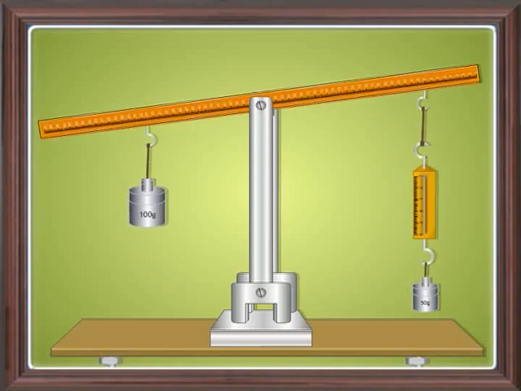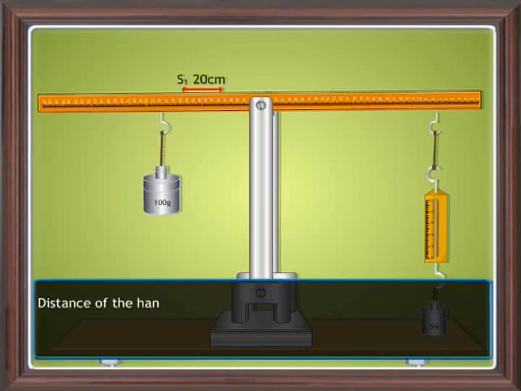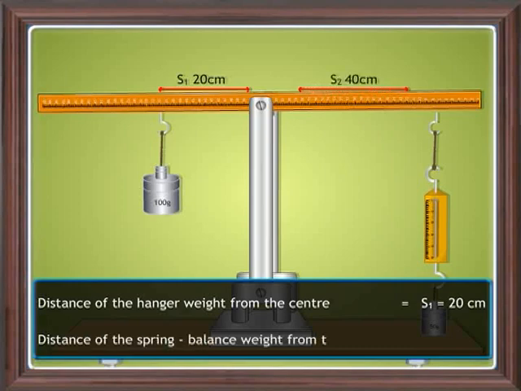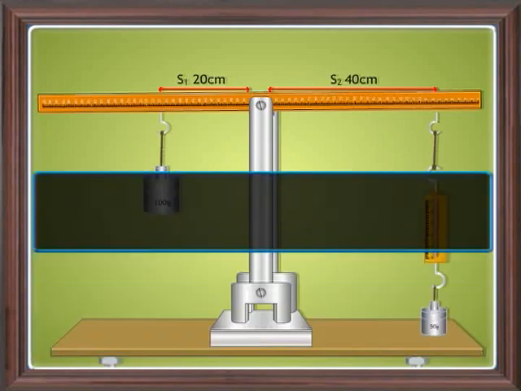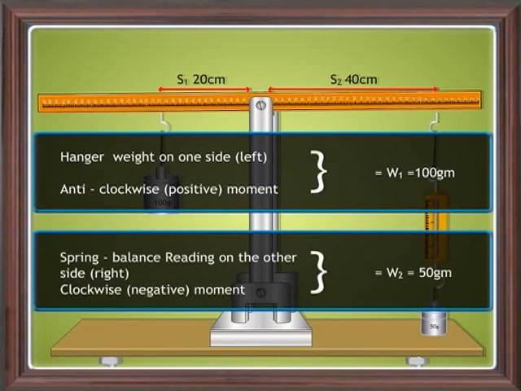Spring balance reading shows the weight required at that point to counterbalance the weight on the other side. Note the values. Distance of the hanger weight from the center, S1, is equal to 20 centimeters. Distance of the spring balance from the center, S2, is 40 centimeters. Hanger weight on the left side, that is anti-clockwise positive moment, W1, is equal to 100 grams. Spring balance reading on the other side, that is the right side, clockwise negative moment, W2, is equal to 50 grams.